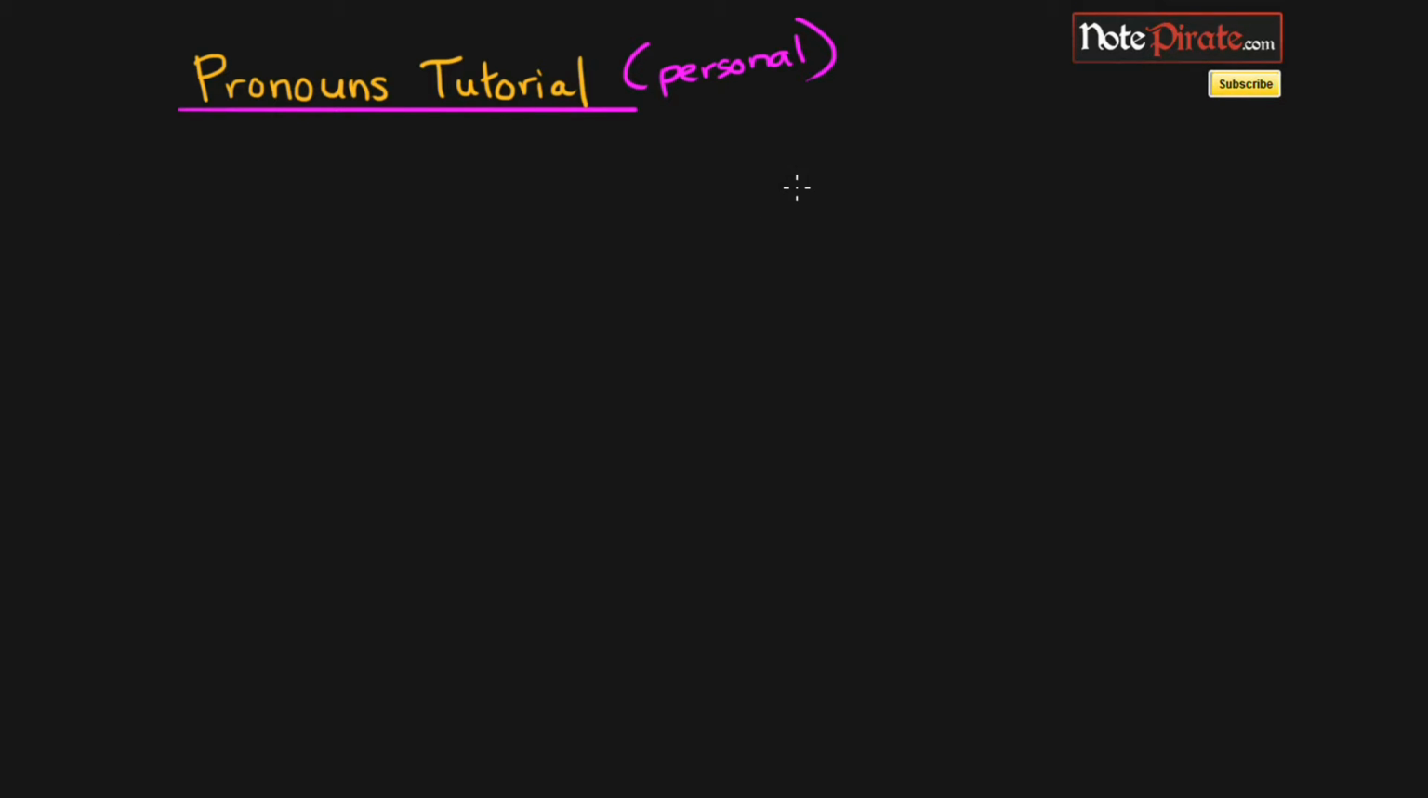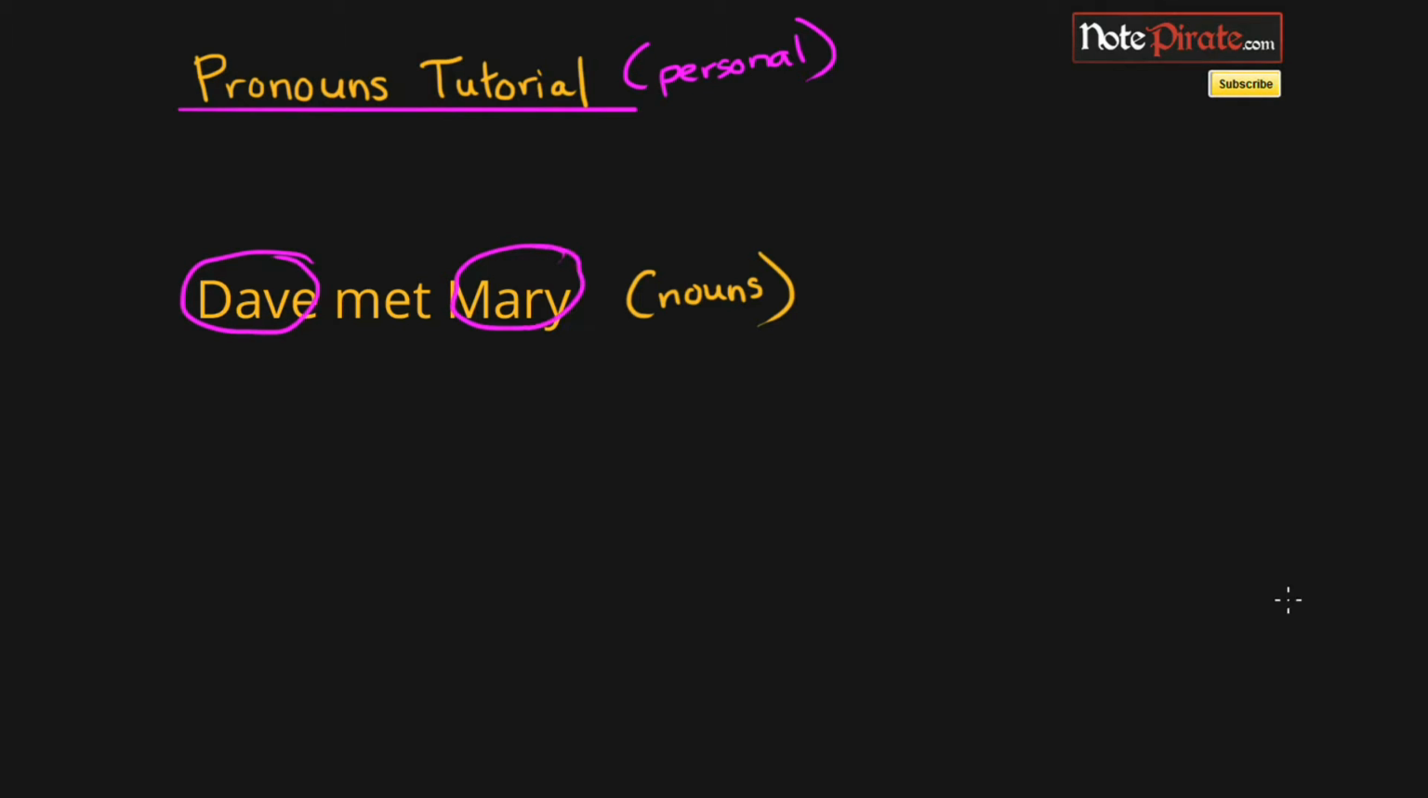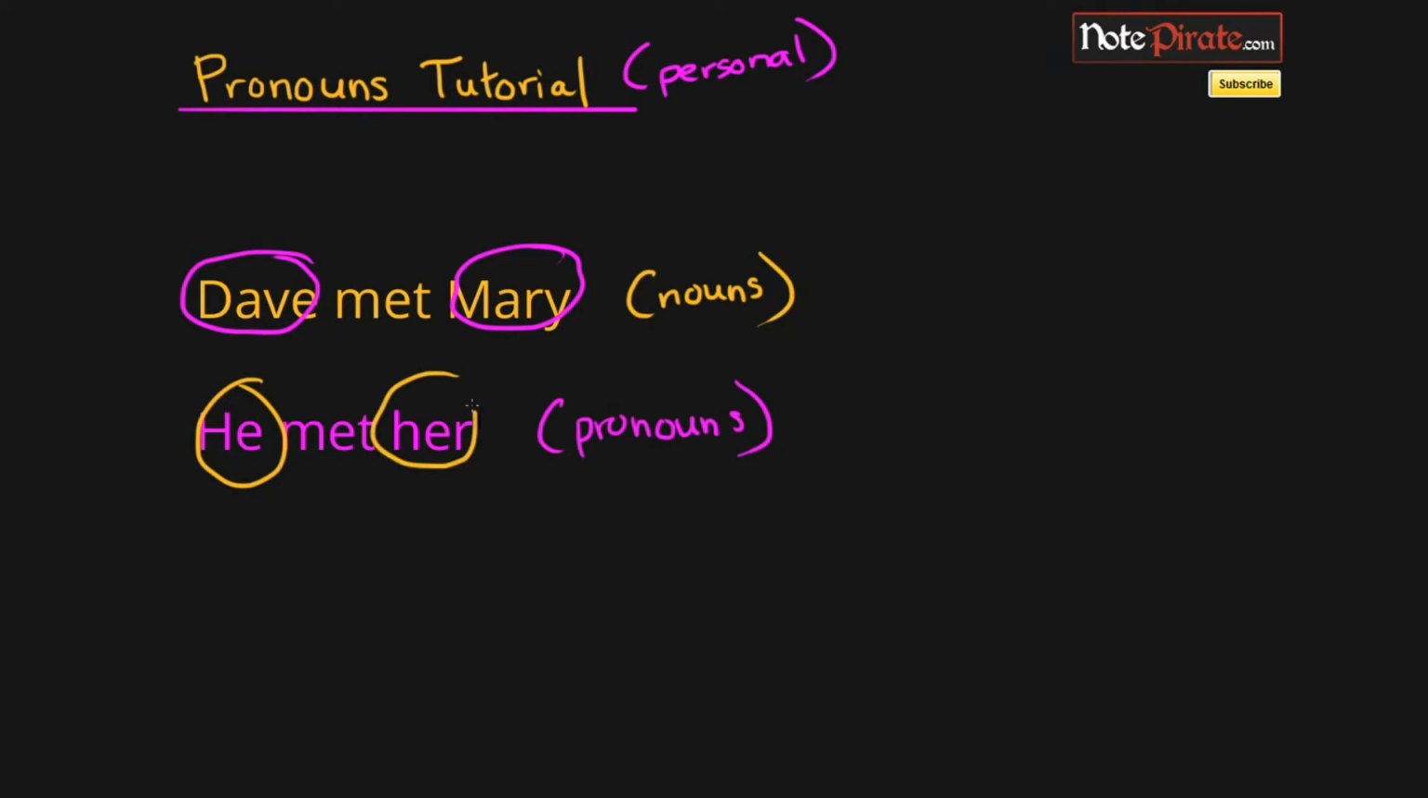Now, we talked about nouns in our last tutorial, and pronouns can take the place of nouns. So let's start off by talking about personal pronouns. Let's look at an example. Let's say Dave met Mary. Now here, Dave and Mary are your nouns. And if we wanted to replace Dave and Mary with pronouns and write the same sentence again, we would write, he met her. So here, he and her are your pronouns, and they are replacing Dave and Mary.